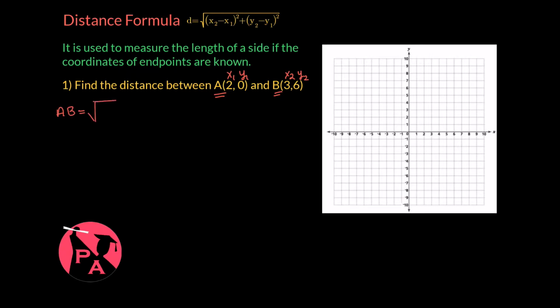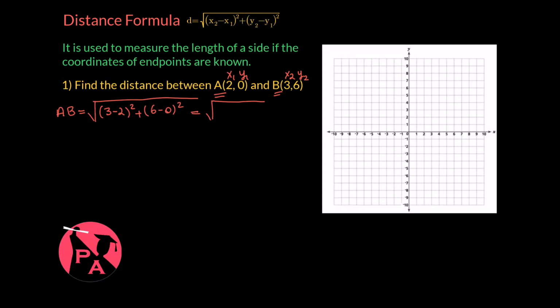It's equal to the square root of, subtract the x values. We have the x values are 3 and 2. Subtract them. 3 minus 2 squared plus, and subtract the y values, which is 0 and 6. We labeled 6 by y2, so I'm going to do 6 minus 0 squared. Actually, we could do 0 minus 6 squared too. It wouldn't matter. Since we were going to square it anyway, it's going to become a positive number.